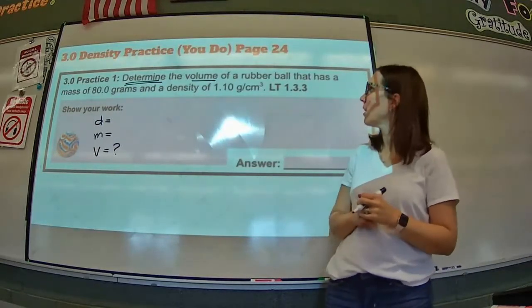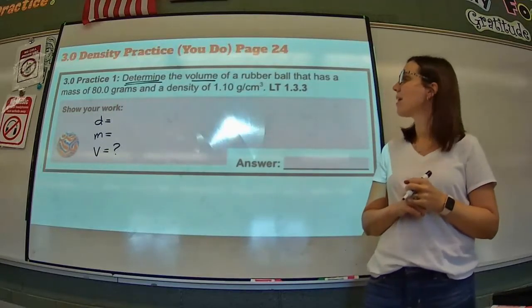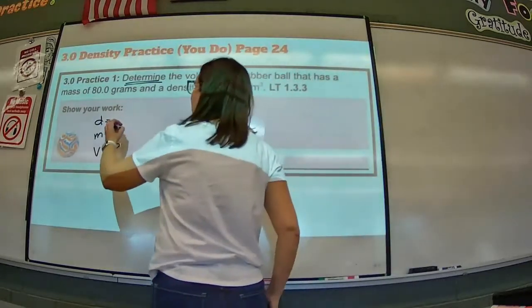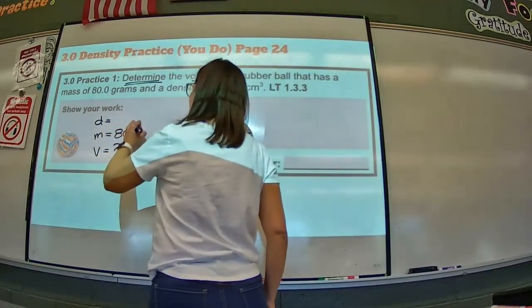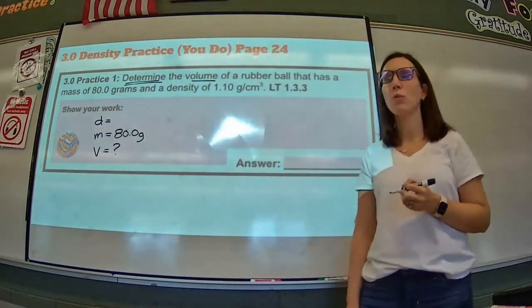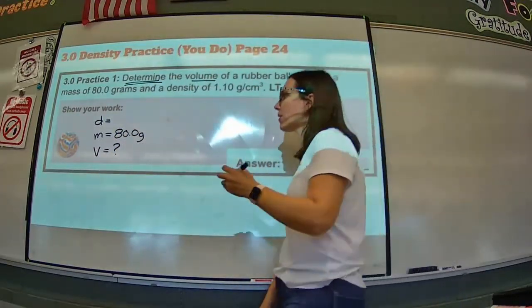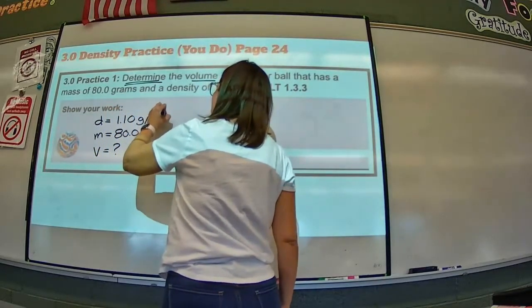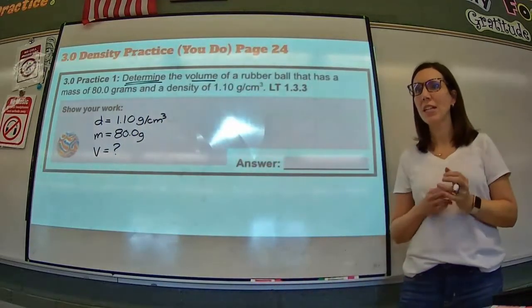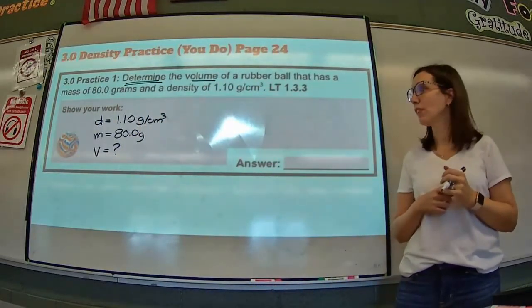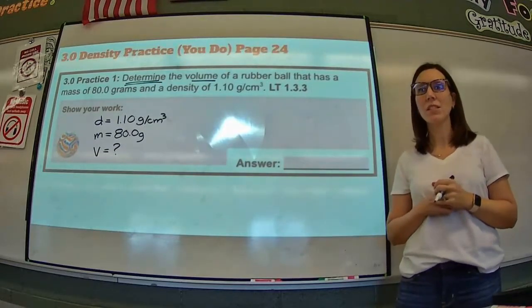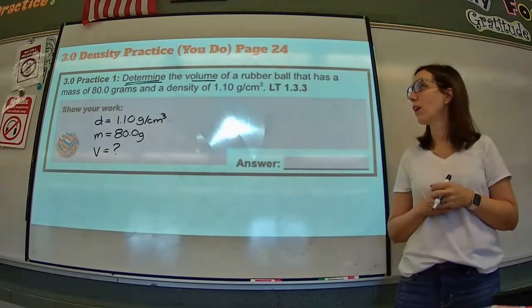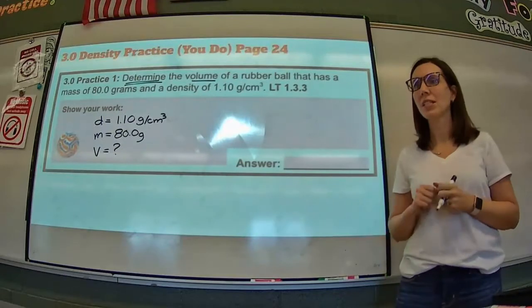Then it says of a rubber ball that has a mass of 80 grams. So it straight up tells us our mass is 80 grams. And its density is 1.10 grams per centimeter cubed. So we've got density and we have mass. We're looking for volume. So I'm going to set this up like a unit conversion. We're given mass and we want to convert it to our volume. So we're going to use density to help us with that conversion.